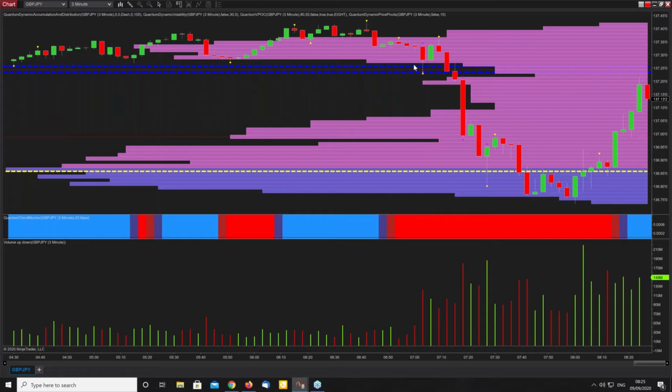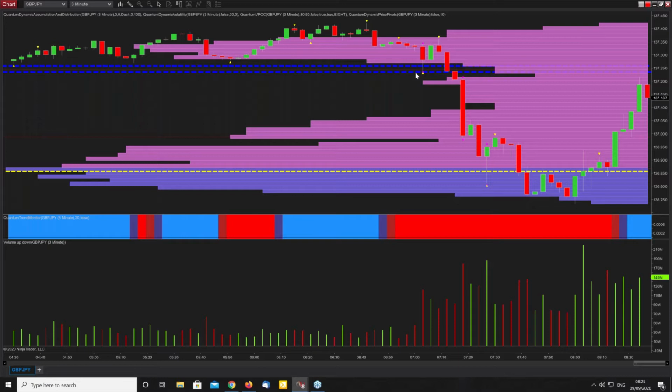These are price-based support and resistance levels using the accumulation distribution indicator. If you're on MT5, then we have the dynamic support and resistance indicator. Basically, they work on price.